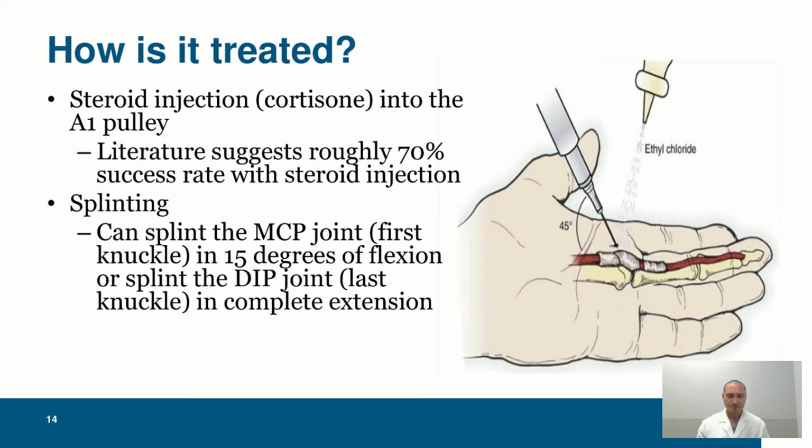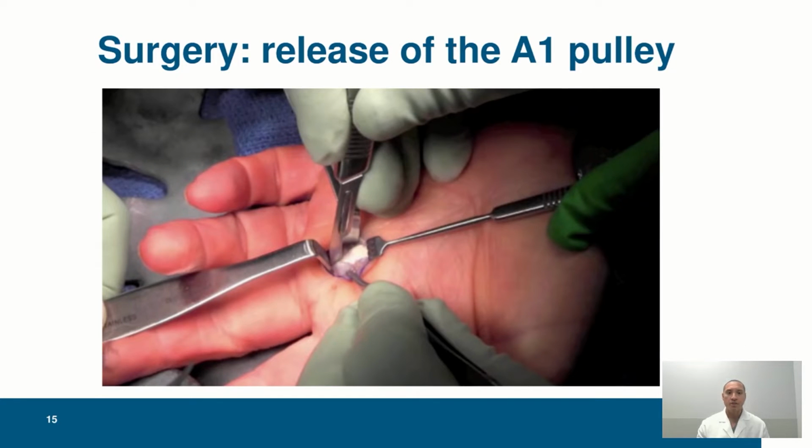Next slide. Surgery is indicated if you fail conservative treatment with the injection. This is a picture of trigger finger release being performed. It's just a small incision made in the skin and then a small incision in that little tunnel, and you open up that tunnel so that the tendon can glide freely.